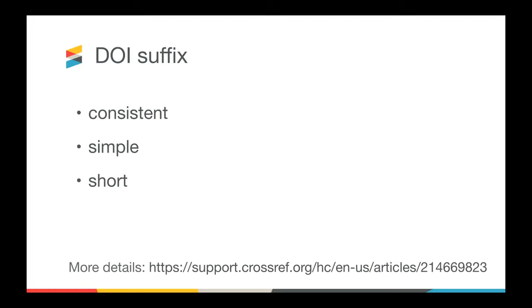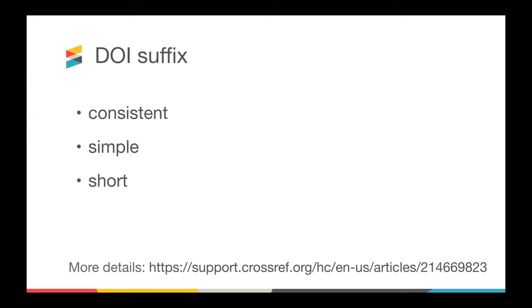We get lots of questions from new members about creating a suffix for their DOIs. Because the DOI is an opaque identifier, meaning the numbers and the letters themselves don't necessarily have any meaning, there isn't a prescribed format that you need to follow. So when you're putting together your suffixes, our best advice is that they should be consistent, simple, and short. So consistent and simple for easy management. So you should establish a pattern that's easy to maintain for your publications. Short is always good so that they don't take up much space when used in citations.